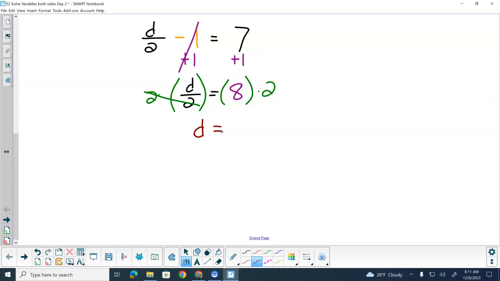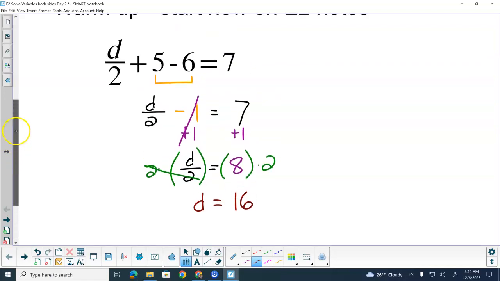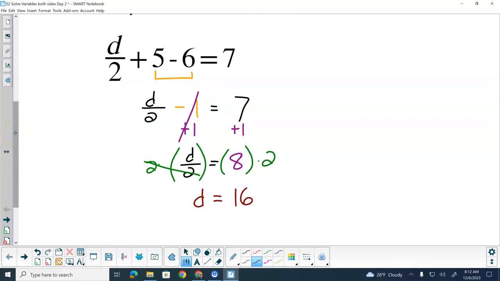See, if you were paying attention and following along with this, then you would know that we're doing this 8 times 2, right? Okay? All right? Done. Now that we got it done, what should we really, really, really do? We should check our work. So we're going to have to plug 16 back in where D was. Okay? So 16 divided by 2. 8, 8 plus 5.